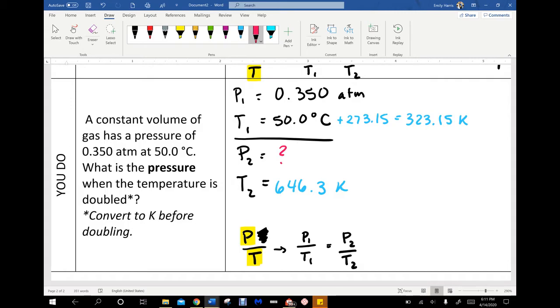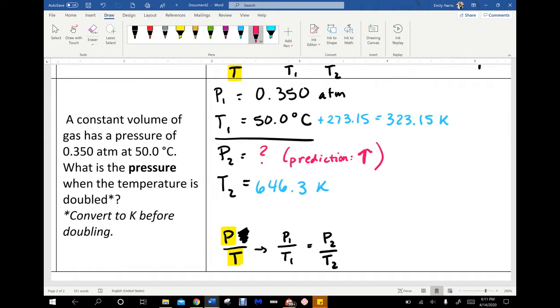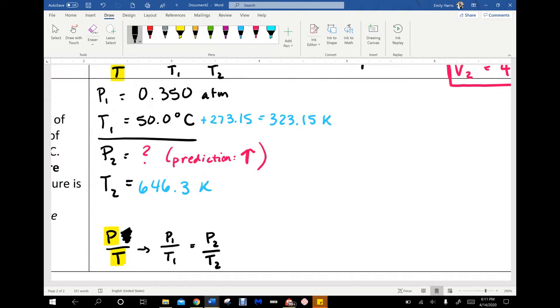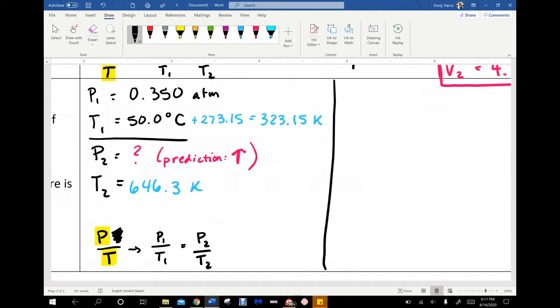All right, so let's go ahead and make a prediction real quick. What we see happening is the temperature is increasing. Since pressure and temperature are directly proportional, if temperature goes up, so should pressure. That's because the faster those molecules move, they'll create more force on the walls of their container by colliding more often. All right, now let's set up our problem and work it out.